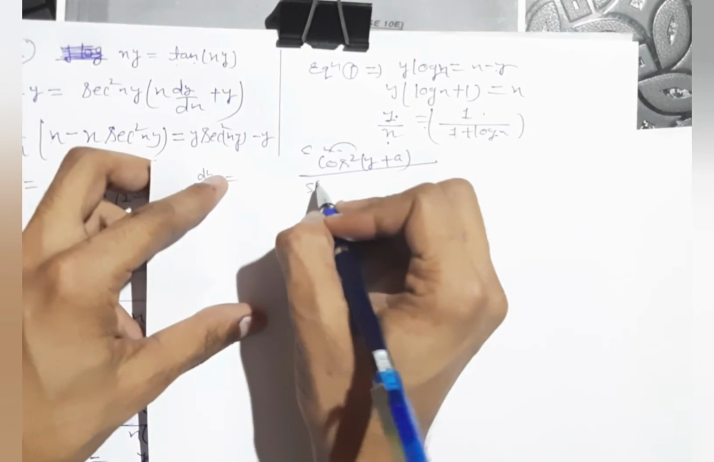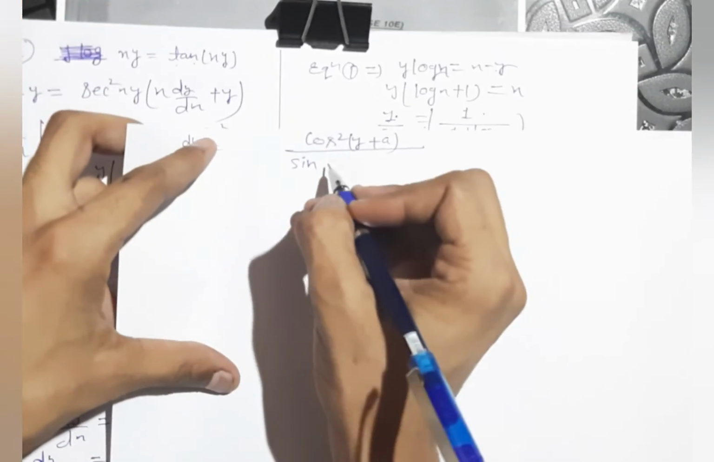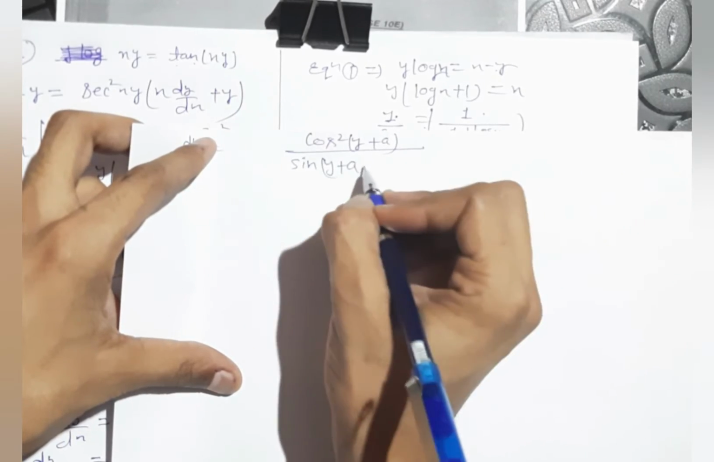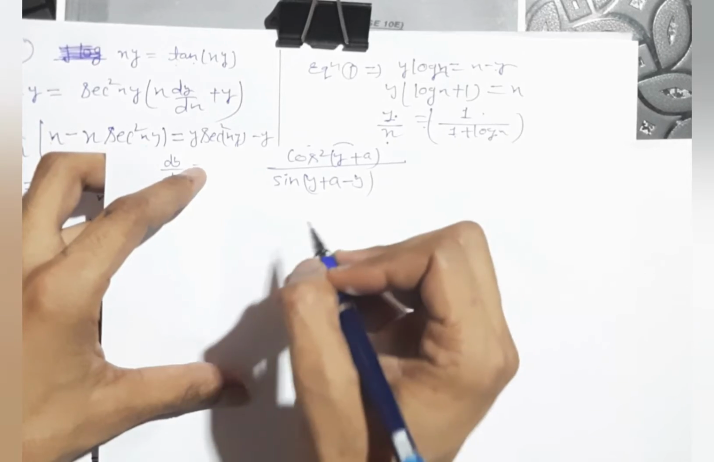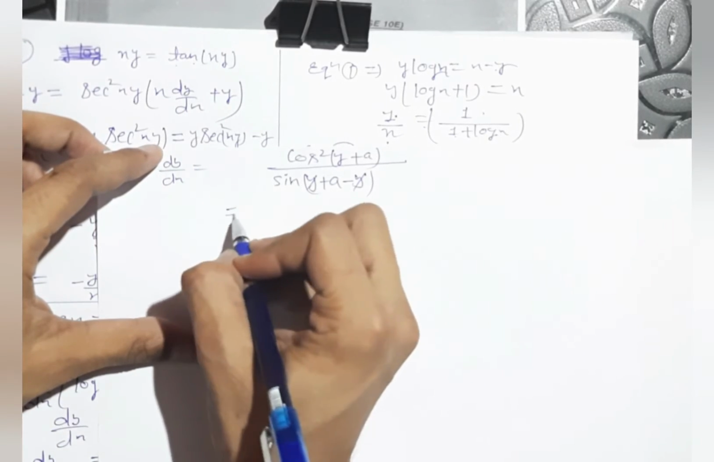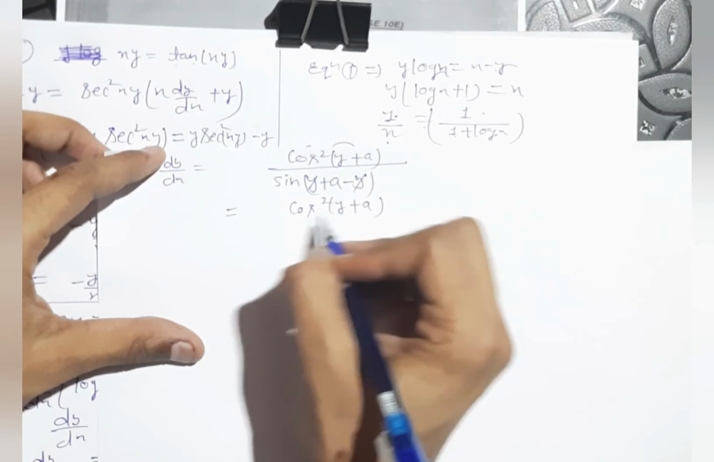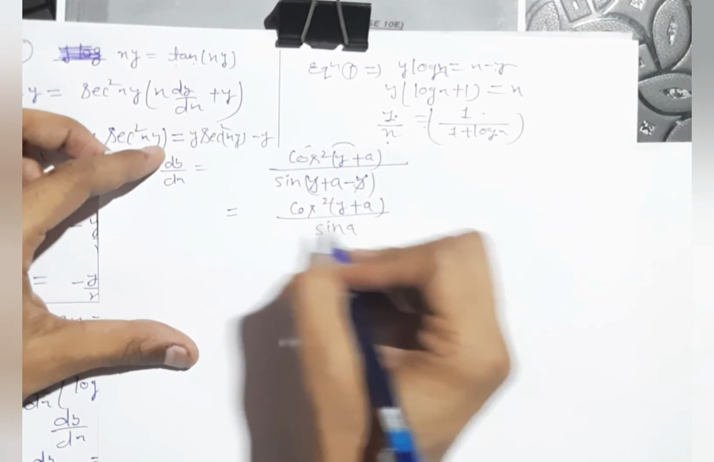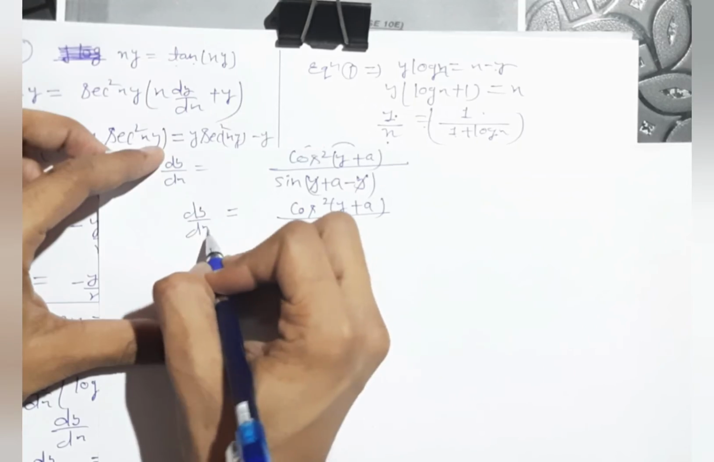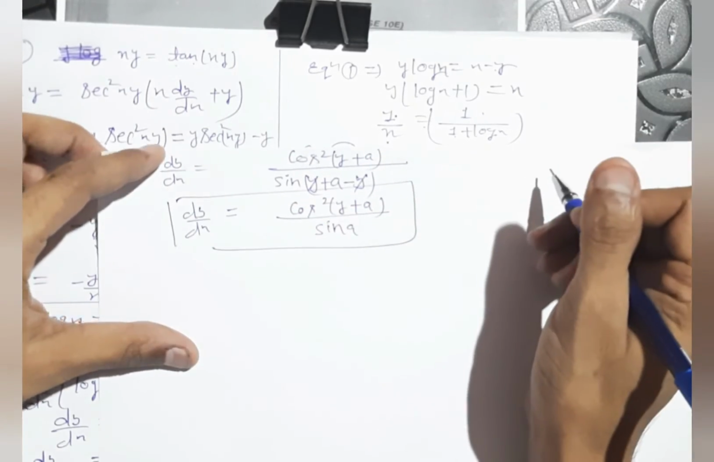So sine a is b plus a and minus b is just b. So b can be cancelled by b, and the remaining terms are cos square b plus a divided by sine a, and this was to be proved according to the question.